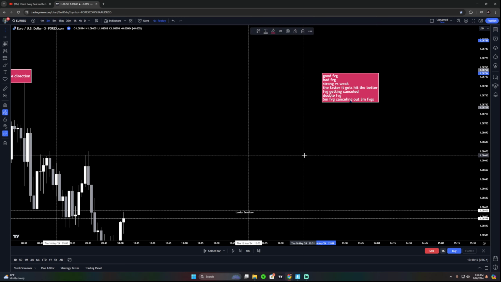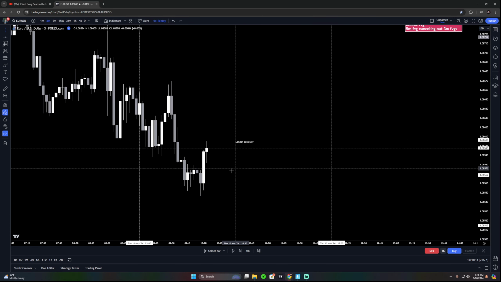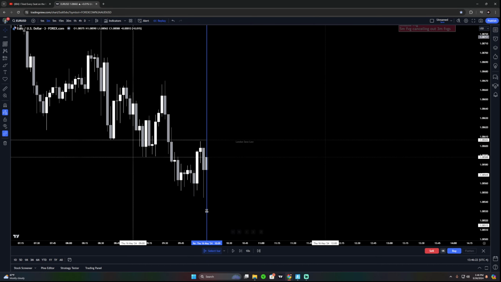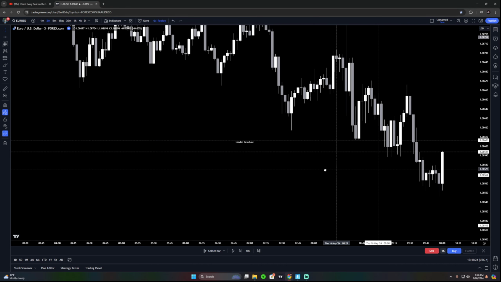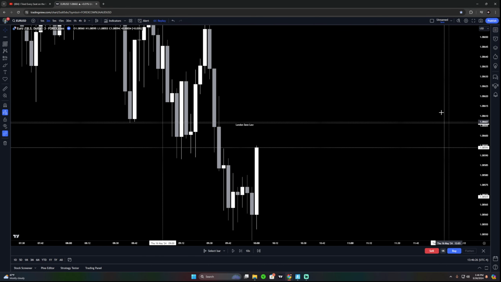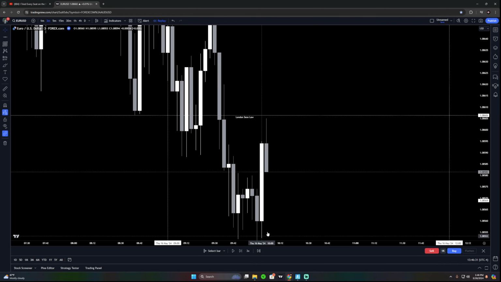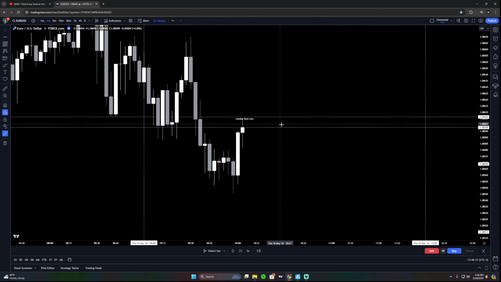Okay. So let's look. As you can see right here, we've got a fair value gap. Hold up, I'm gonna go over this one more time. As you can see right here, put this on 3x. We get a fair value gap. Okay, right there. This is a fair value gap.